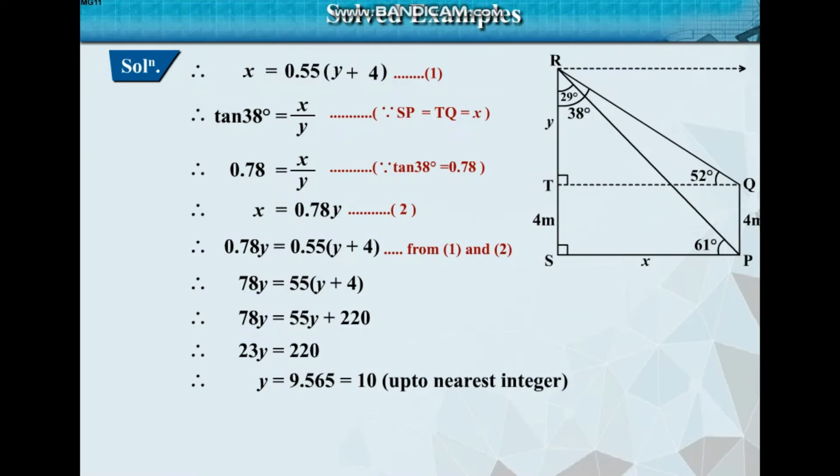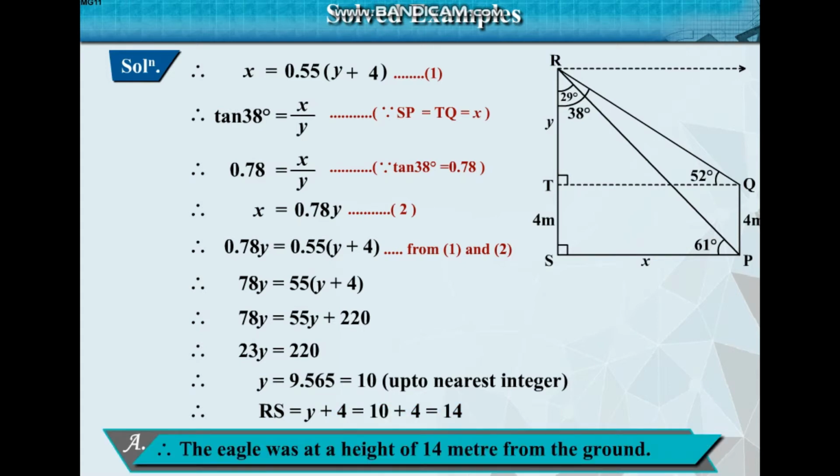Up to nearest integer. Therefore, RS is equal to y plus 4, which is equal to 10 plus 4, which is equal to 14. Therefore, the eagle was at a height of 14 meters from the ground.